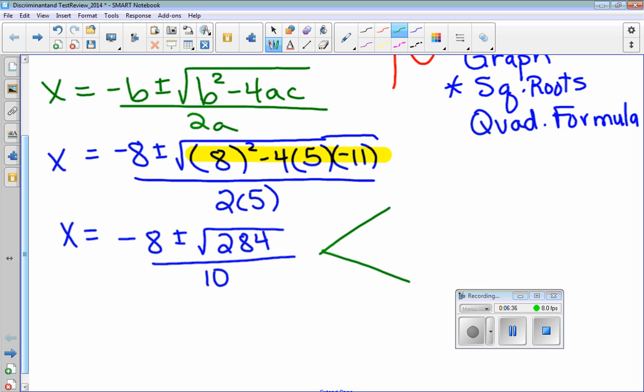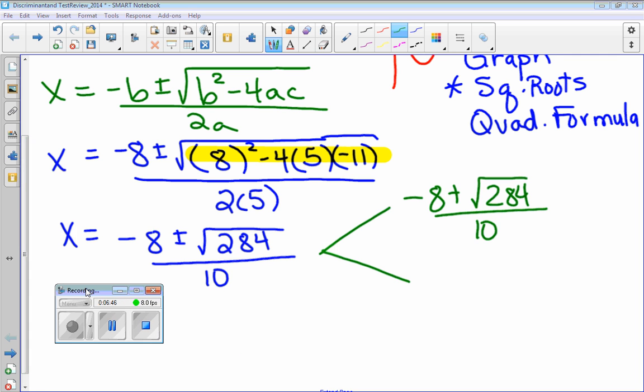So let's split them into 2 here. Okay? Let's split them into negative 8 plus the square root of 284 all over 10. And then the other one is negative 8 minus the square root of 284 all over 10.